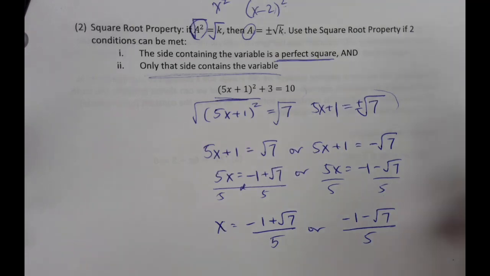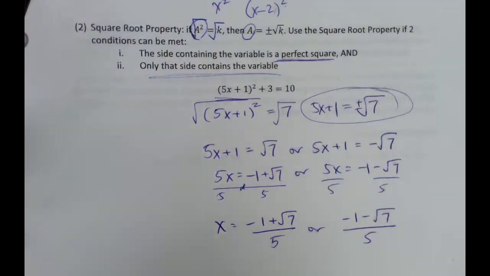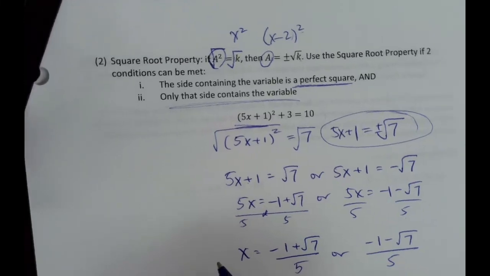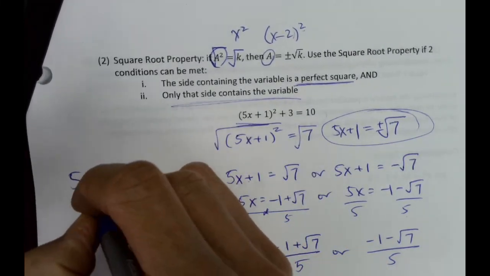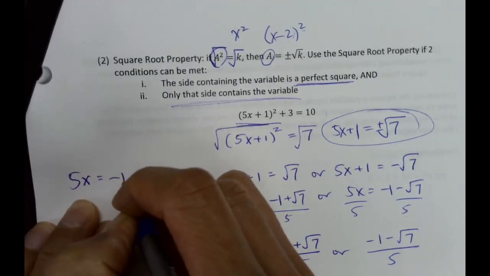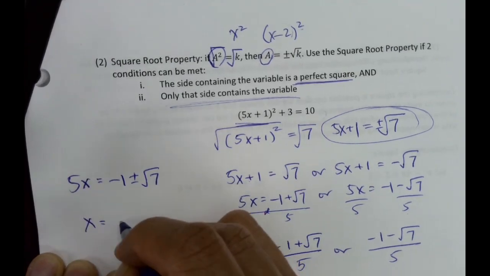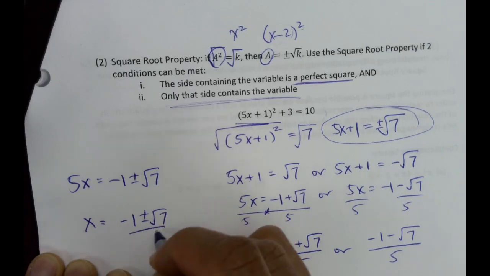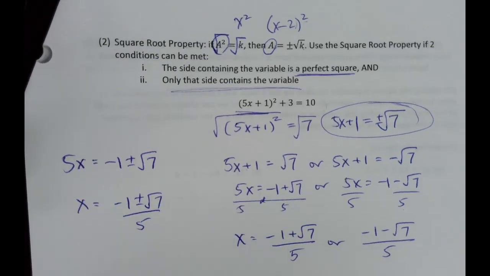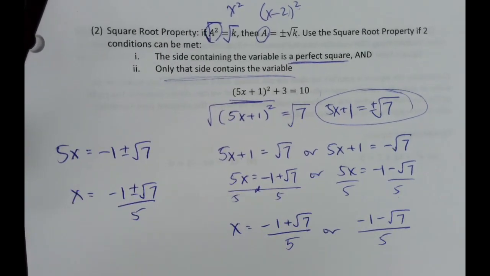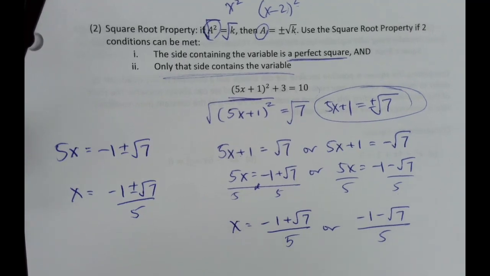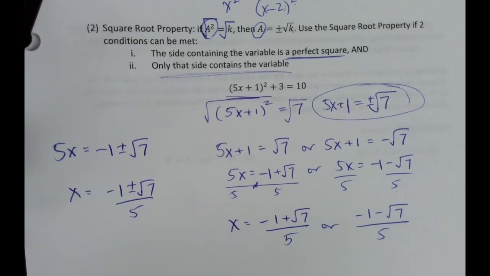that. If you went from here, you could also subtract 1 from both sides, and just use that plus or minus, and then divide by 5. Totally fine. Okay? All right. So that is the square root property.